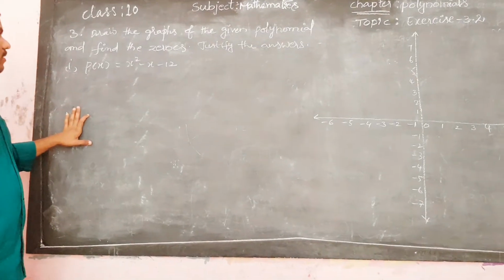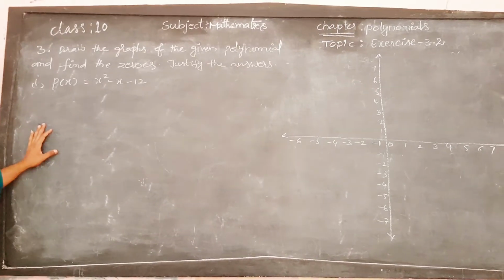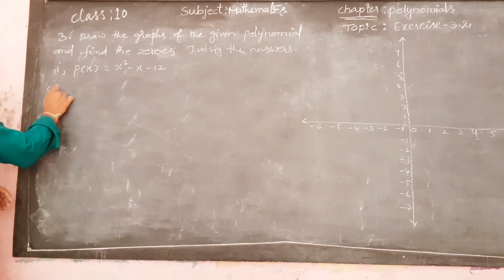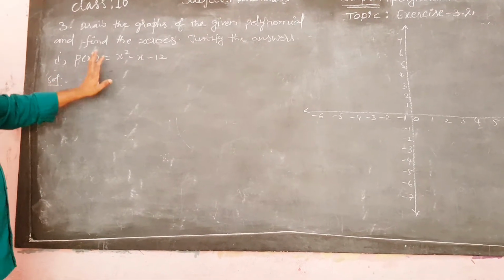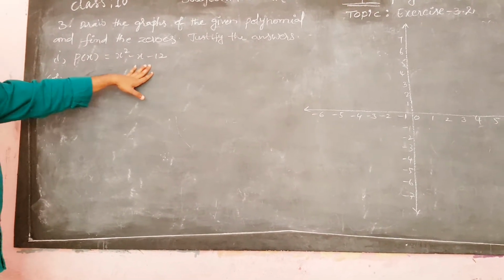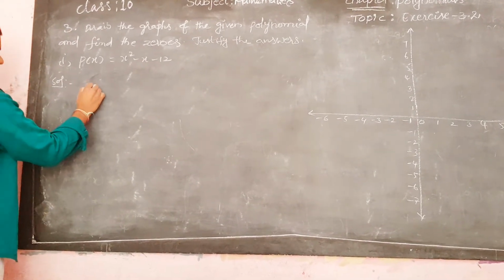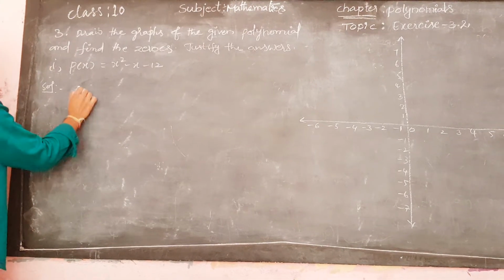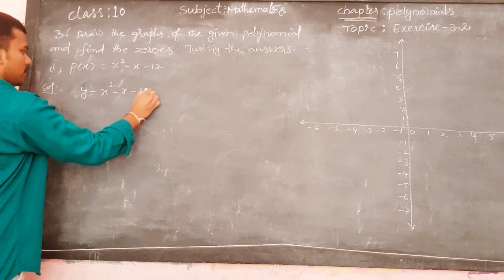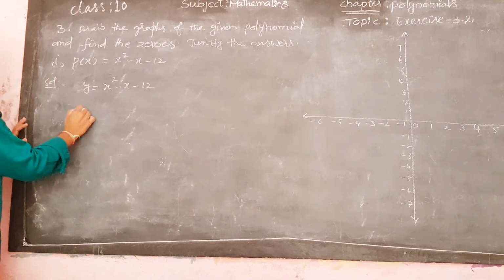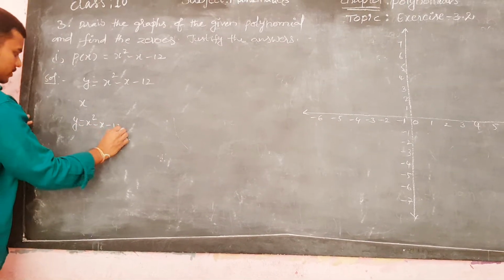Third question. Draw the graphs of the given polynomial and find the zeros. Justify the answers. So here the polynomial is given. Draw the graph of the quadratic polynomial. Here y is equal to the polynomial x square minus x minus 12. So y is equal to x square minus x minus 12.